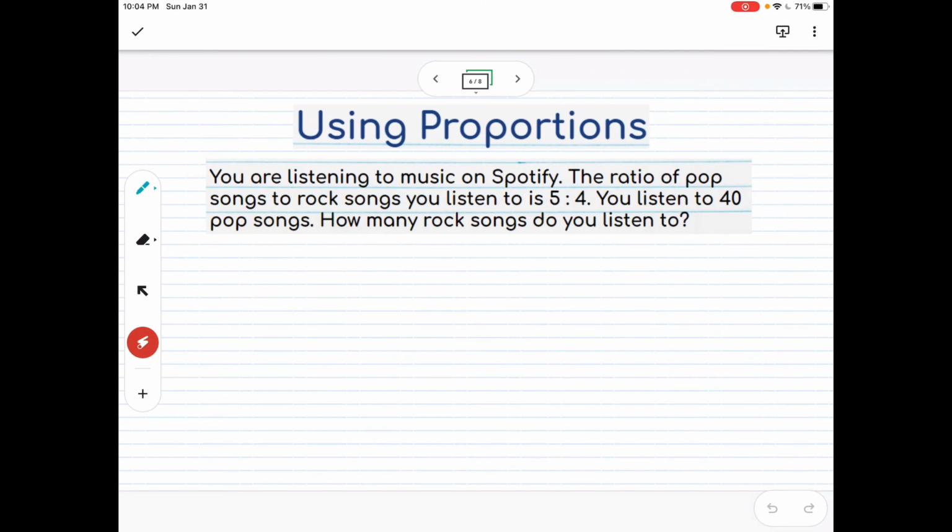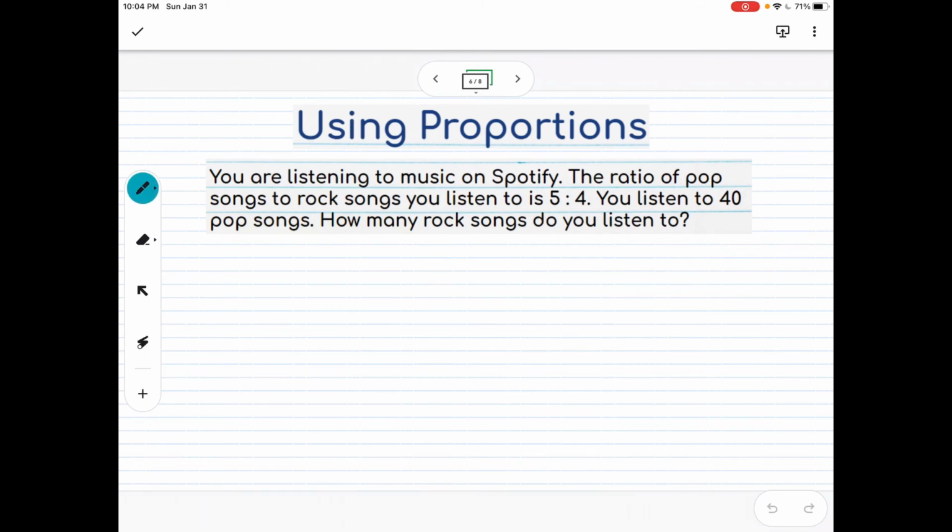All right, proportions. This is a final strategy to solve ratio problems, and I'm going to show you exactly how to do this. So this one says you are listening to music on Spotify. The ratio of pop songs to rock songs you listen to is 5:4. You listen to 40 pop songs. How many rock songs do you listen to? So this time, I know we learned tape diagrams. I know we learned ratio tables, but this time we're going to use proportions, and I'm going to show you exactly how to do that.